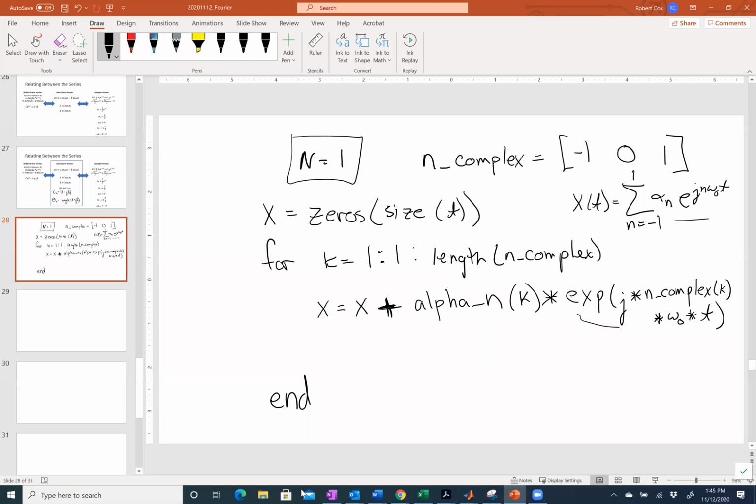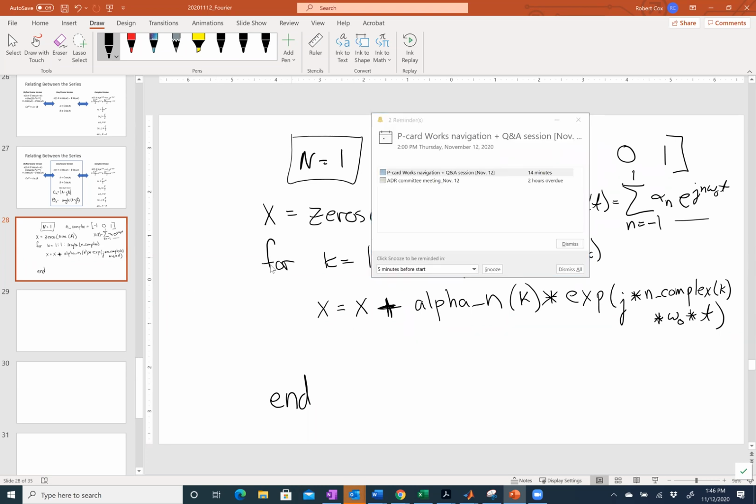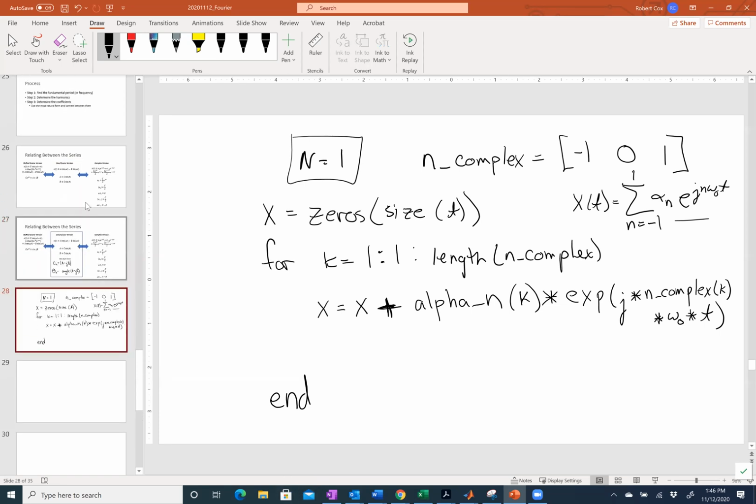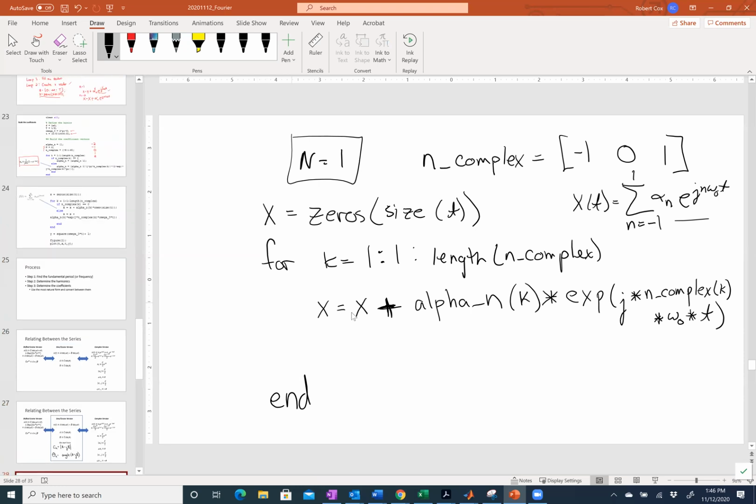So this guy has a length of t, right? He's the same size as t. So alpha n of k is a single number that's getting multiplied by a vector, right? And so as I go through this, I just continue to add stuff to that vector. You guys follow that? Yep. For those of you who are not as comfortable with code, I want to make sure that you follow that process, right? I'm just implementing this equation mathematically.